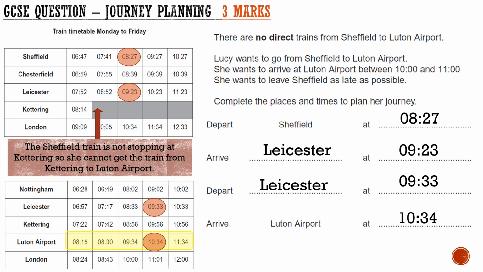And then if you work forwards from your question now, you'll check it all makes sense. She starts at Sheffield at 8:27 and gets to Leicester at 9:23. Then she goes from Leicester at 9:33 and gets to Luton Airport at 10:34. So that would get you 3 marks in your exam.